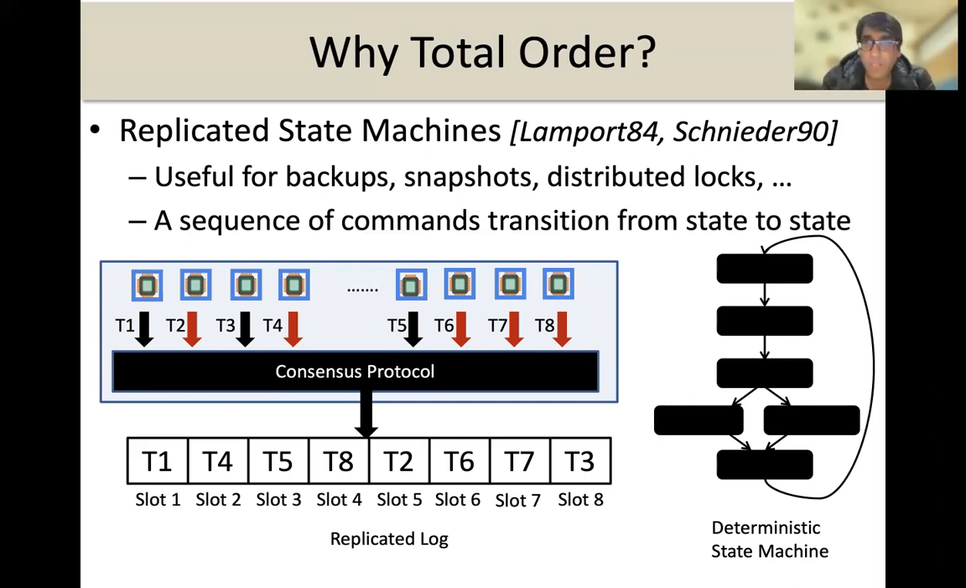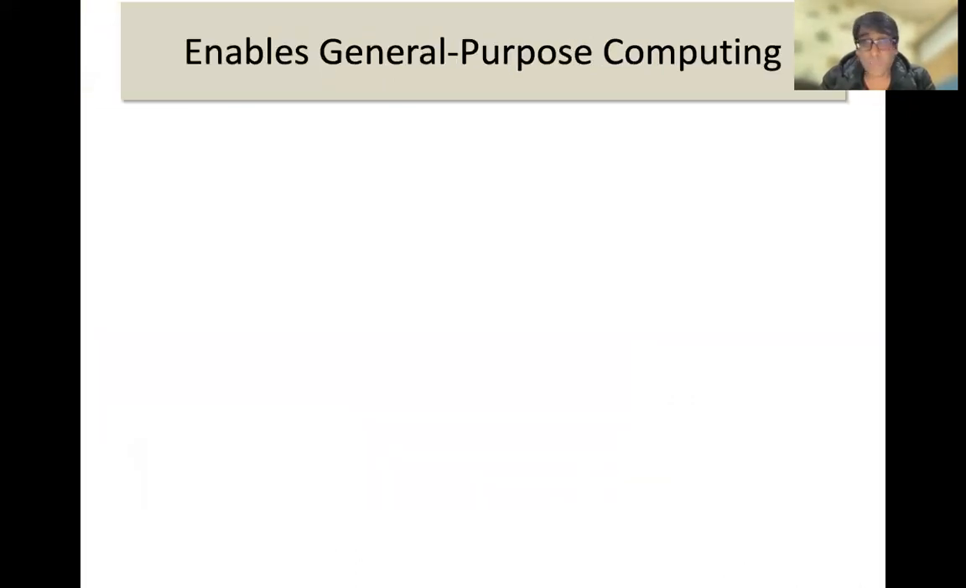Blockchains in particular are somewhat related to this concept. They are basically very large scale consensus protocols which allow lots of machines to agree on the sequence of transactions that they will process. And as a result of this idea of being able to move from one state to the other, they can actually execute programs. This is what enables general purpose computing on top of a blockchain infrastructure.